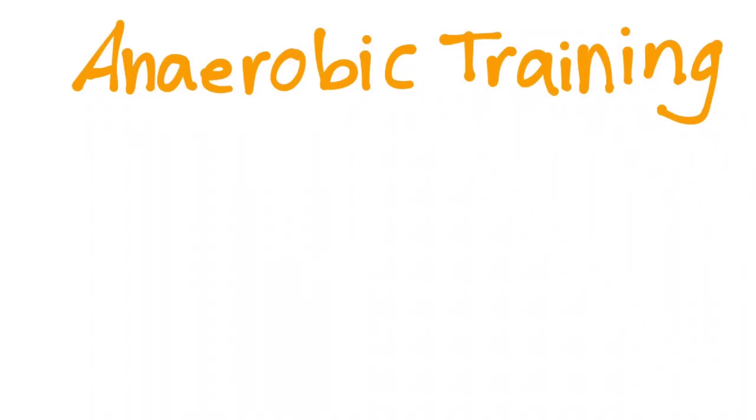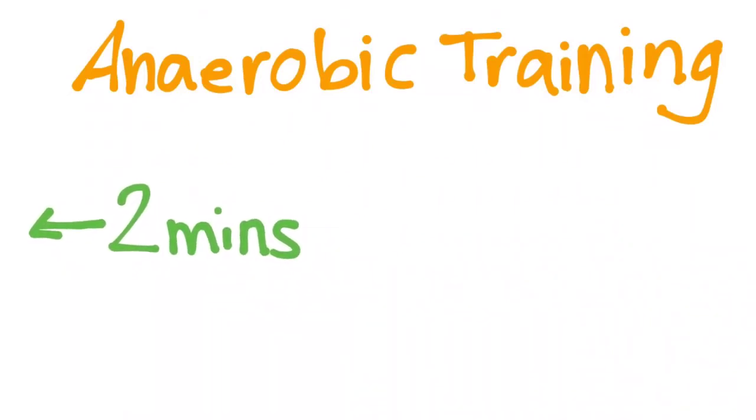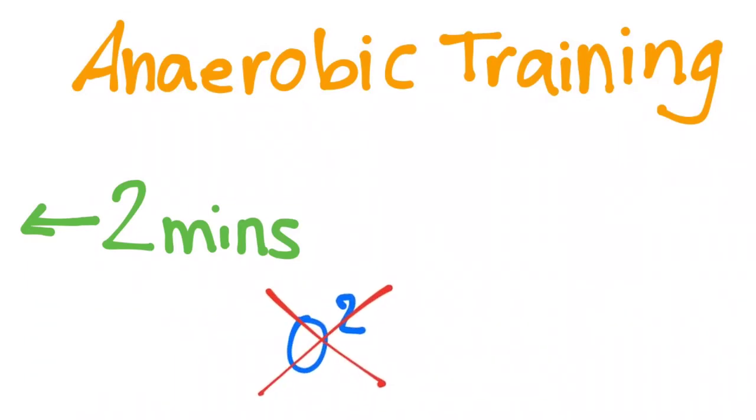So now we need to have a look at the concept of anaerobic training and how we can train to improve our anaerobic capacity. We use our anaerobic energy pathway for activities that are 2 minutes or less in duration. These are usually sprint activities or activities with high power efforts. Now, we know that this does not require oxygen. There's already energy stored in our muscle cells.